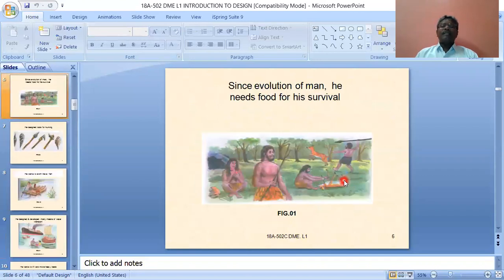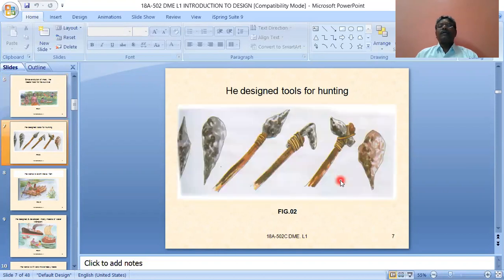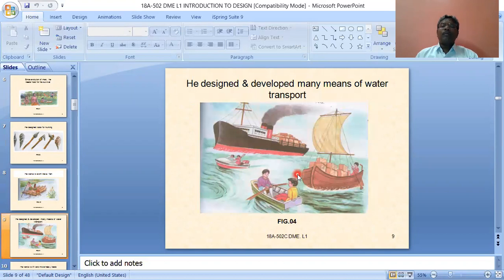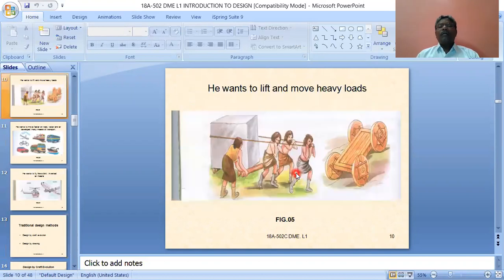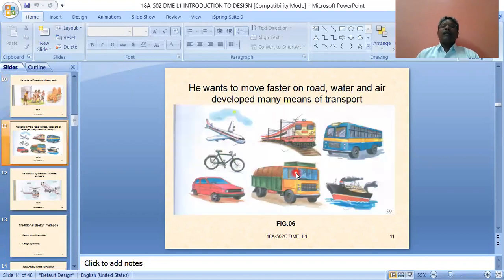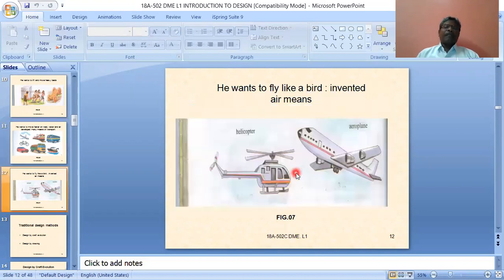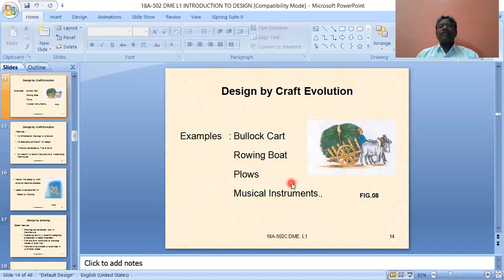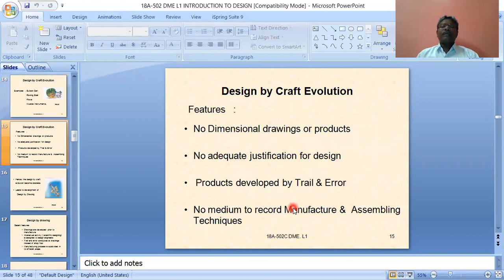Next is, since its evolution, human needs food. That's why he started producing hunting tools and also boating for fish, developed means of water transport, developed lifting techniques, and developed air means, road means, and water means also. The design techniques are of two types: design by craft evaluation and design by drawing. For craft evaluation, examples are bullock cart, rowing boat, plows, and musical instruments.